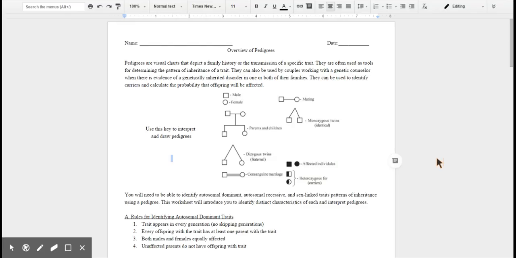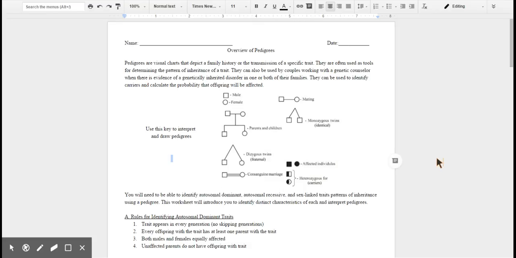Okay, so this is just essentially a quick overview of how to read and interpret the basic information of this. This worksheet is essentially a guided introduction to pedigrees. It contains all of the information you need in order to solve pedigrees and interpret these questions. I'm just going to walk you through how to use it and review it.